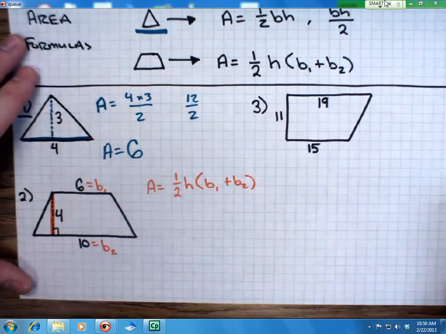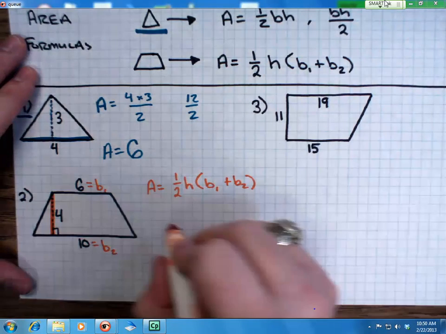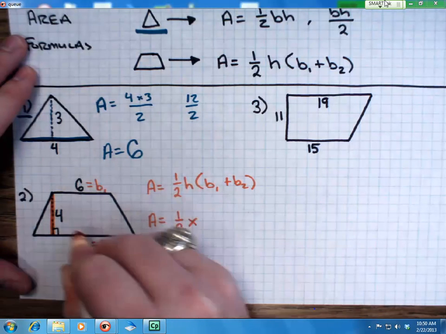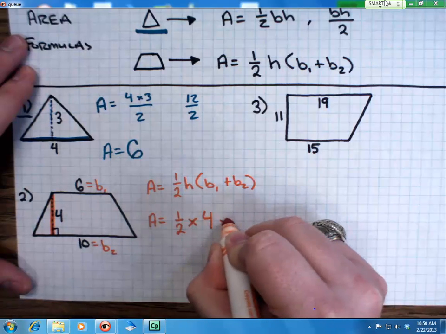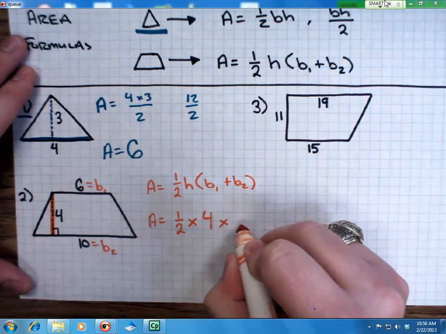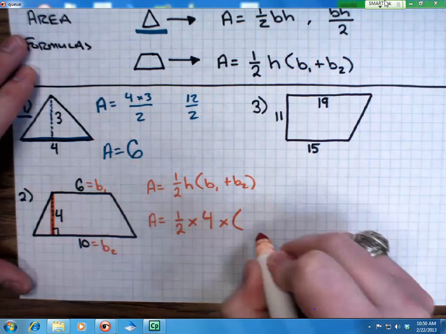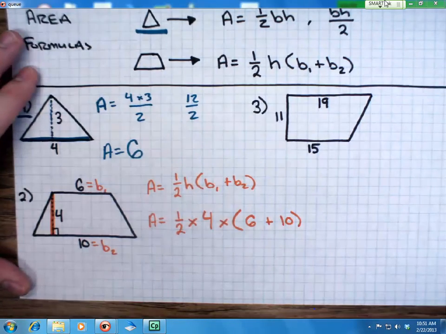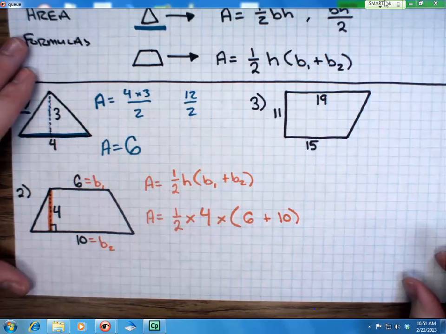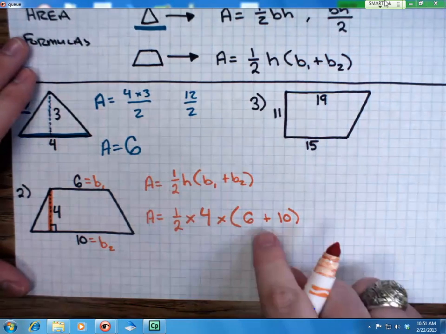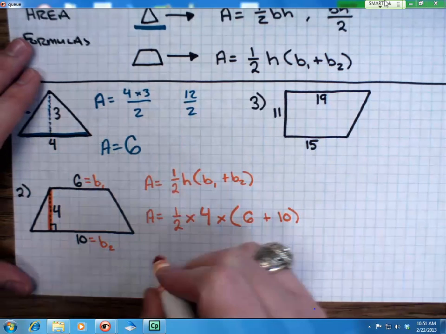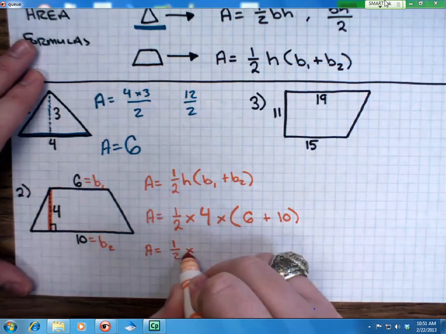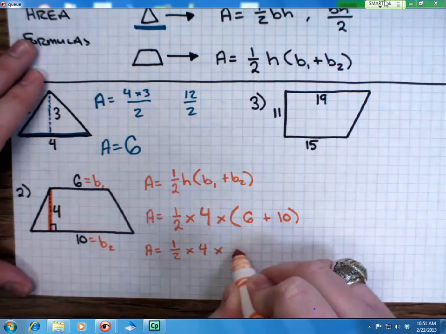So now I'm going to simply substitute those values into my formula. So I'm going to have area equals 1/2 times the height, which in this case is 4, times base 1 plus base 2. So that's going to be 6 plus 10. Now, we have to follow our order of operations, so we have to do what's inside of my parentheses first. So that's going to give me 1/2 times 4 times 16.